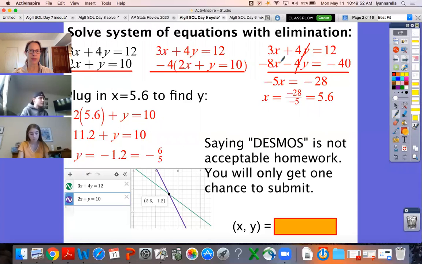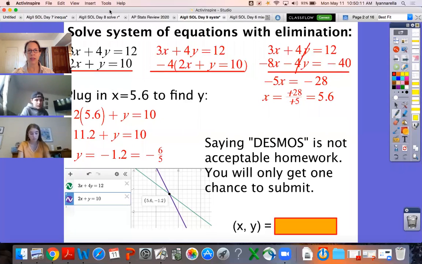So 3x plus -8x is -5x, and 12 plus -40 is -28. And if I divided both sides by -5, I got -28/5, which those two become positive. And that's 5.6. Okay, that's half of the solution. You have to go back and plug that 5.6 into one or the other equation. And it looks to me like I chose to plug it into the bottom equation.